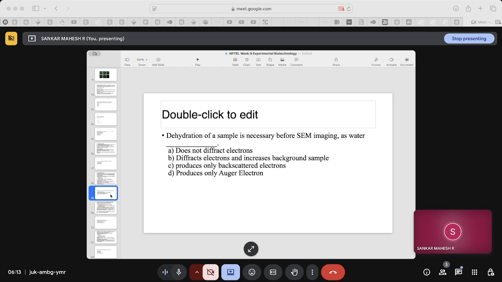Right. The next question is: dehydration of a sample is necessary before SEM imaging as water does dash. And four options are given here. It does not diffract electron. It diffracts electron, increases the background sample, produces only backscattered electrons, produces only Auger electron. Okay, you can think about this for a couple of minutes and then we'll discuss.